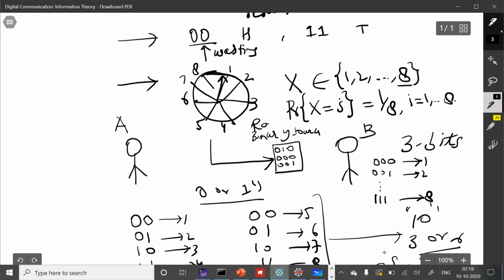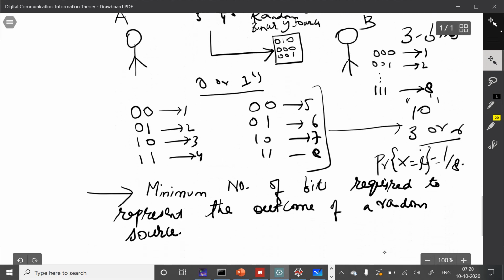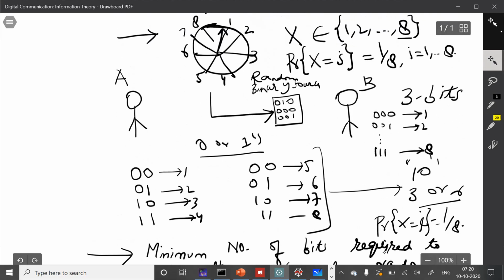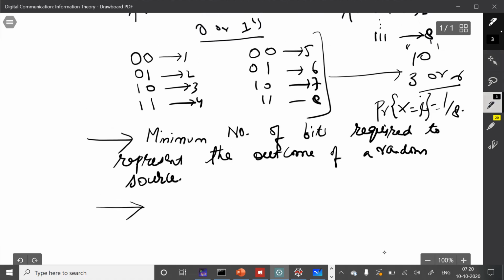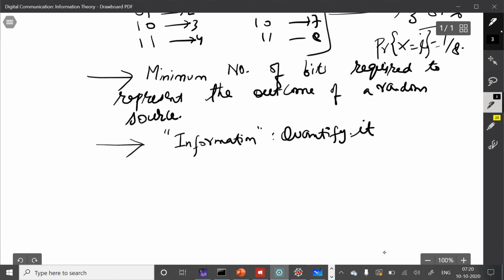In fact, a random binary source, because every time you roll the wheel, you don't know what the outcome will be, right? And with this toy example we got that we need at least 3 bits to represent it, but can we have a general answer? For this we have to set the notion of information. We want to quantify it. Now here are some motivational examples.